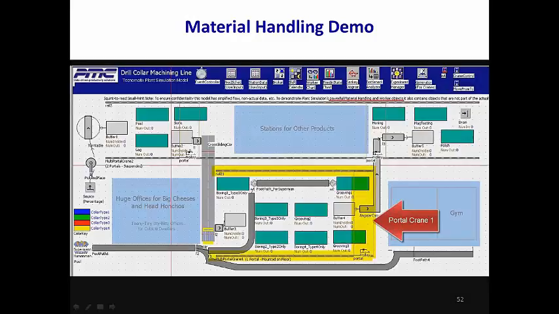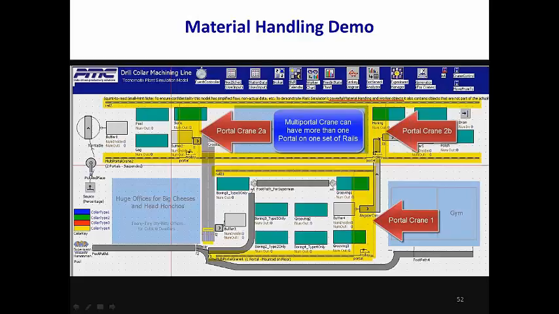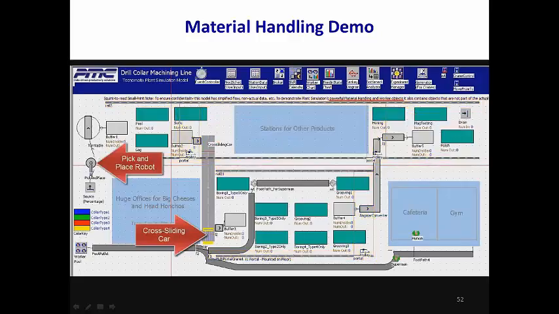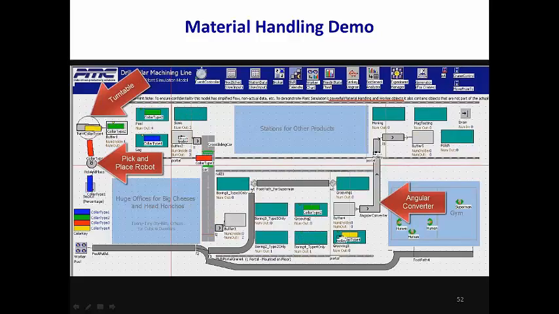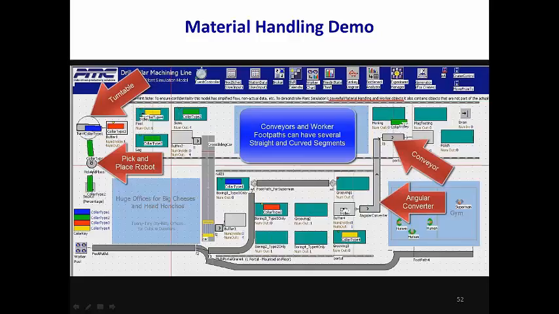This short video shows off several of Plant Simulation's great material handling objects, including three portal cranes moving on two sets of rails, which deliver parts to stations that depend on what type of part it is and what the next station it needs to be processed in is. You can also see a pick-and-place robot, a turntable, a cross-sliding car, and an angular converter in action. Near the start of the simulation, you may have also noticed workers moving along a curved footpath at the bottom of the screen. Note that you can always open a 3D window at the click of the mouse and watch the action in 3D too.